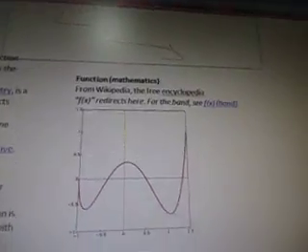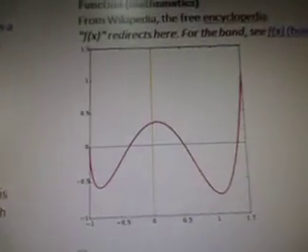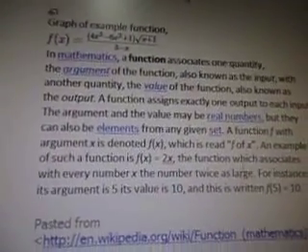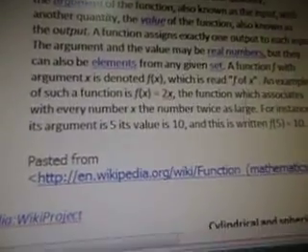Next came up was function mathematics from Wikipedia. So I looked it up to see what a graph of an example function looks like. In mathematics, a function associates one quantity, the argument of the function, also known as the input, with another quantity, the value of the function, also known as the output. Okay, so it talks about numbers and equations, and that's under wiki function mathematics.